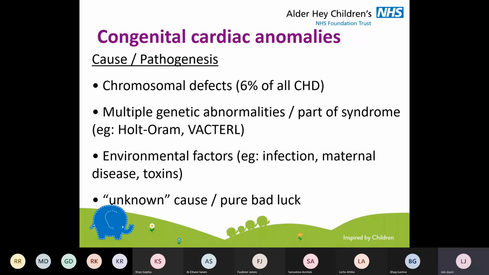Sorry, excuse me. So we also need to consider environmental factors like infections, maternal diseases. For example, moms with poorly controlled diabetes may have an increased risk of congenital cardiac anomalies as well. But in the majority of the cases, we tell the parents 60 to 70% of the cases is just pure bad luck, not what they have done or not done, what they've eaten or not eaten.